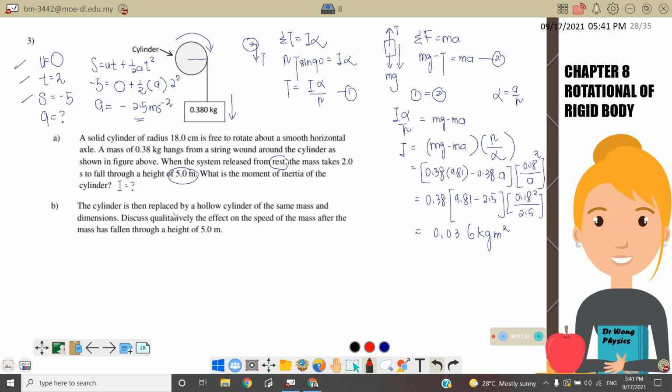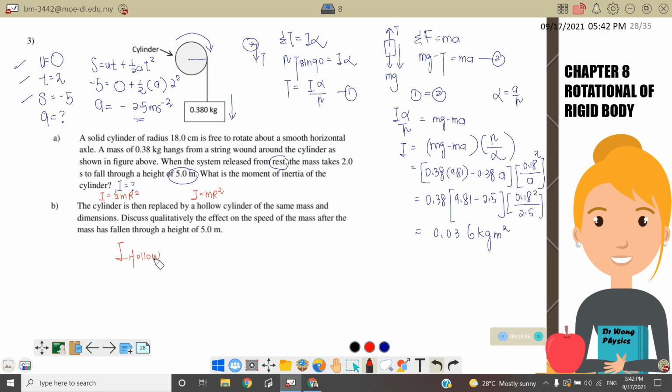Okay, 3b. The cylinder is then replaced by a hollow cylinder of the same mass. Discuss qualitatively the effect on the speed of the mass after the mass has fallen through a height of 5 meters. So we want to see what the changes are. The cylinder is replaced by the hollow cylinder. Moment of inertia for the cylinder is equal to 1 over 2 mr square. For the hollow cylinder, I equals mr square.